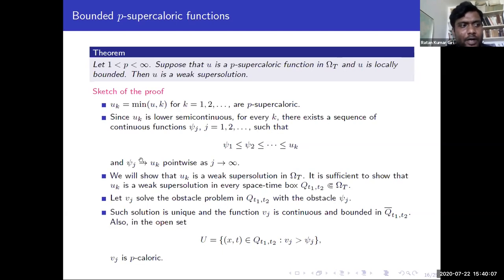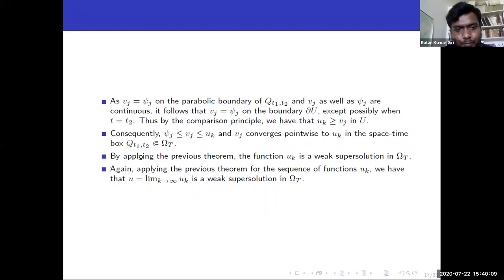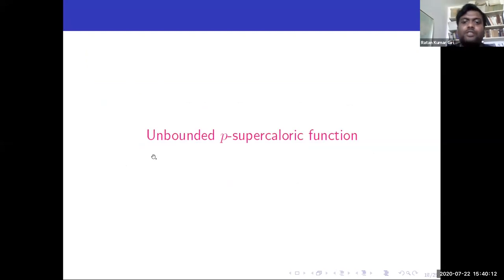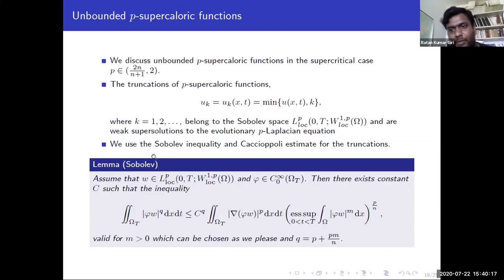Okay. Now let us move to the case when the p-supercaloric function is unbounded, and we will consider here the case basically when p lies in this interval, which means we are considering the supercritical case. We still don't know what happens for the subcritical case. The main key idea we have used here is to again consider the truncation and to apply measure type iteration by using Sobolev inequality and Kuusi type energy estimate.